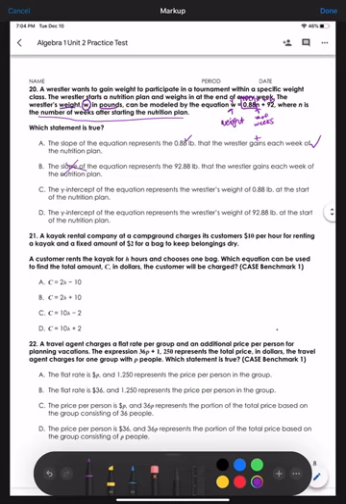The y-intercept of the equation, which should be 92, represents the wrestler's weight of 0.88. Well, we already said that was the slope. So this is wrong. The y-intercept of the equation represents the wrestler's weight of 92.88 pounds. Well, the y-intercept is just 92. It's not 92.88. So this is incorrect. So the best answer here is A.